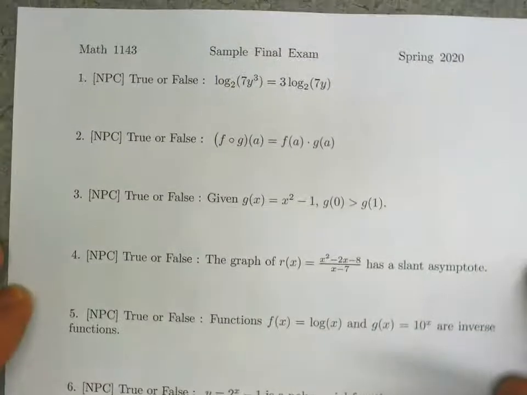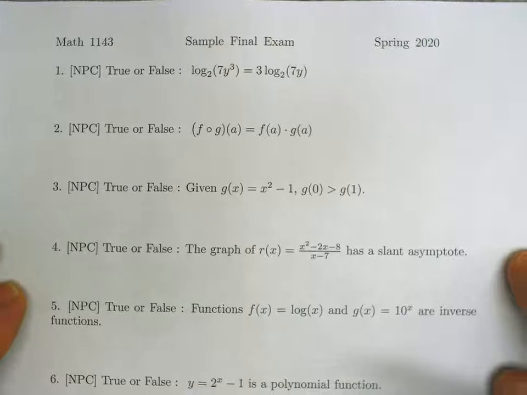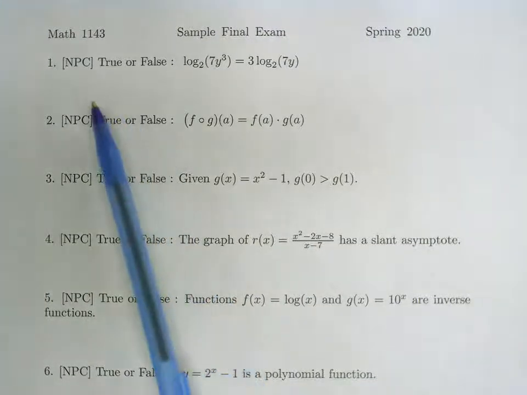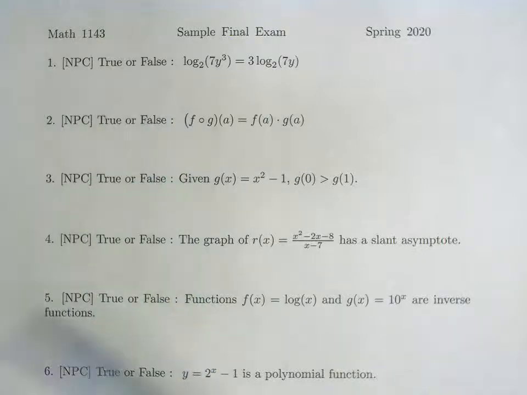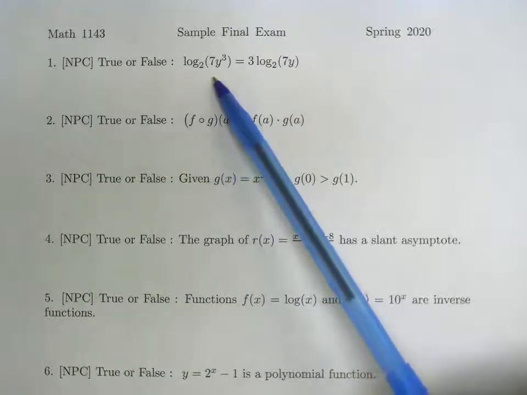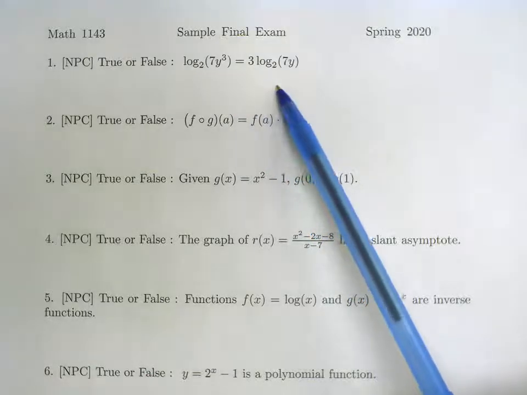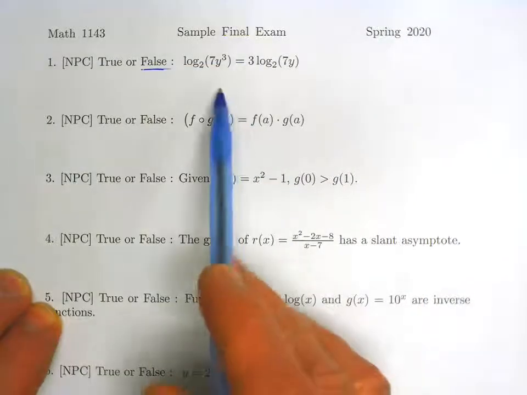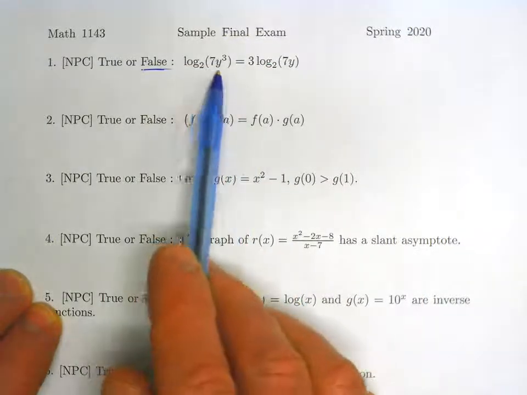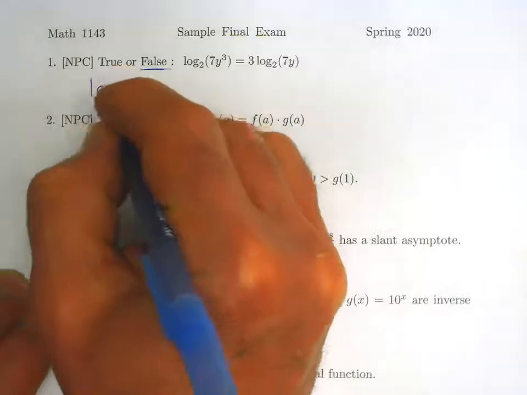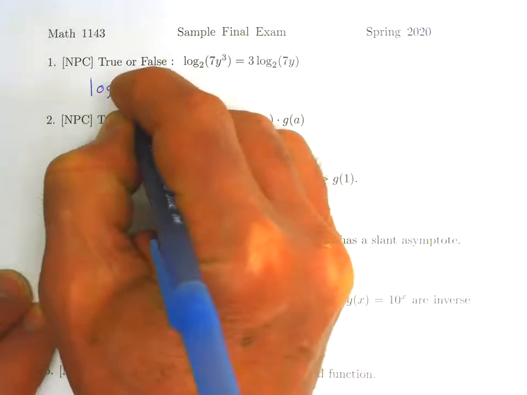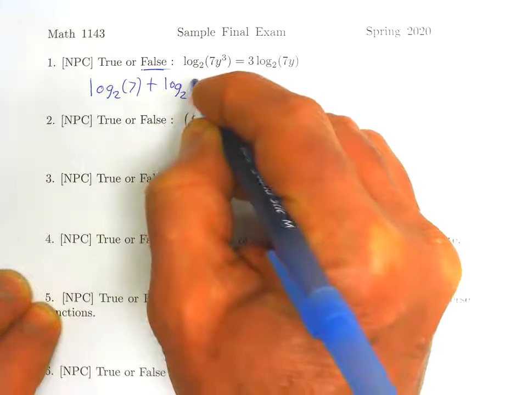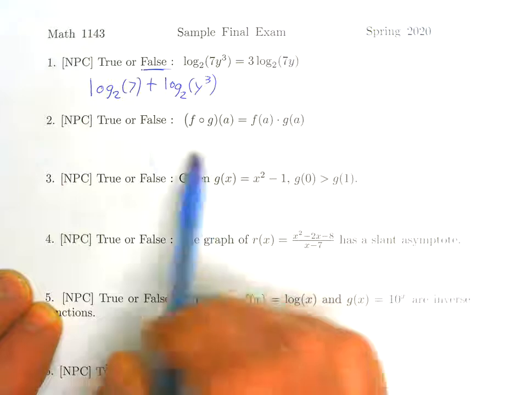Okay, for a bunch of the problems, I rewrote them that are on the sample final. So on this one, number 1, true or false? Log base 2 of 7 times y to the third equals 3 times log base 2 of 7y. This is false. If you expand the left-hand side, it's log base 2 of 7 plus log base 2 of y to the third, and so on.